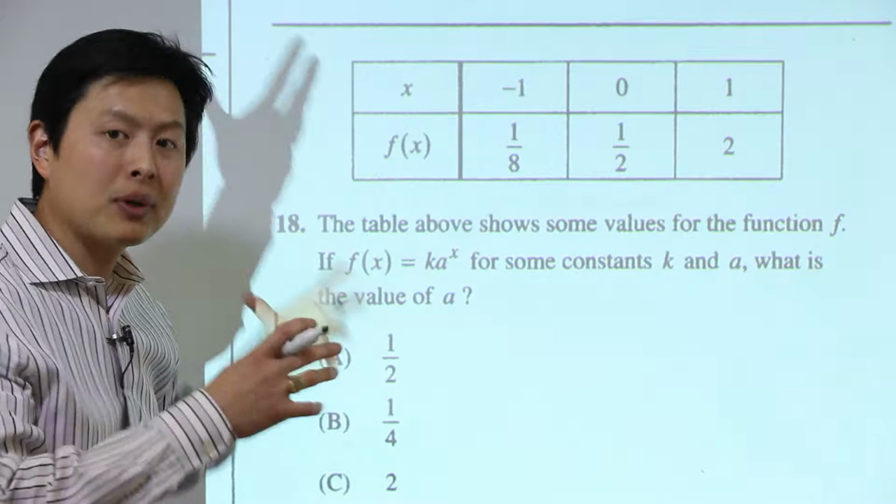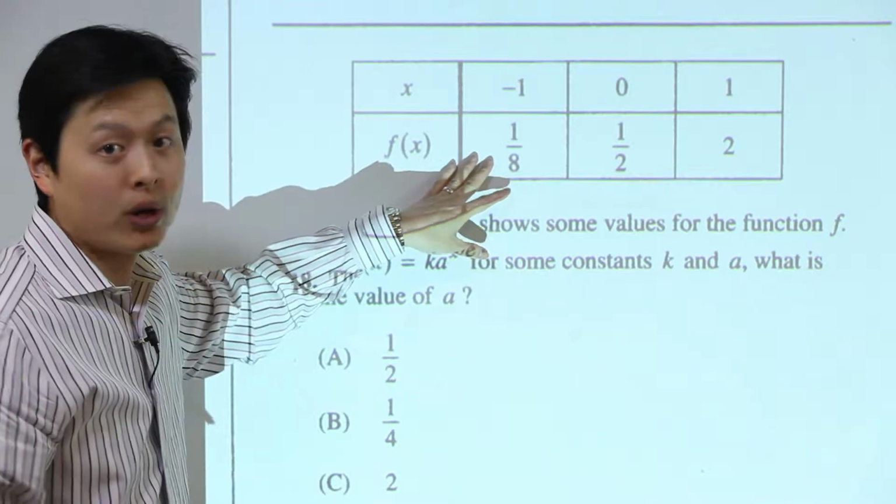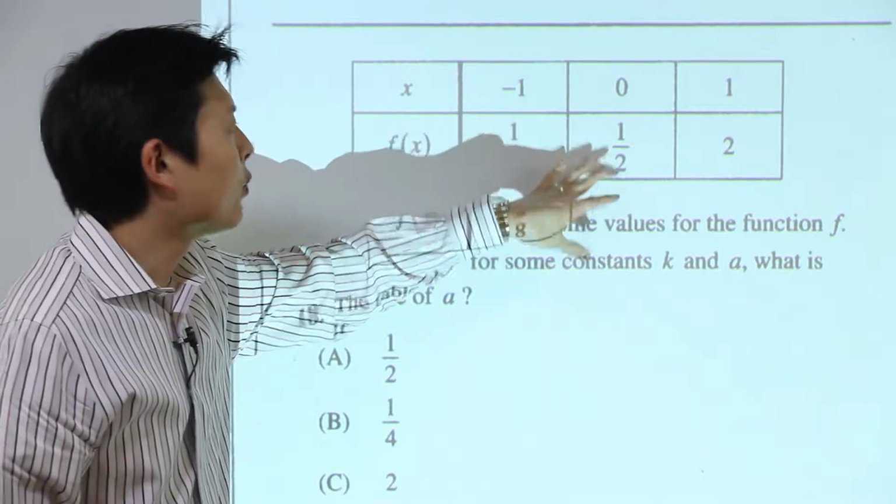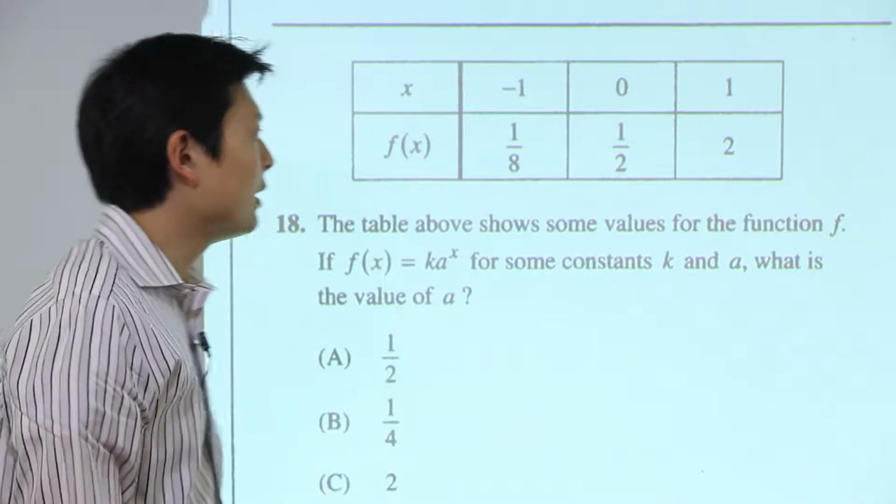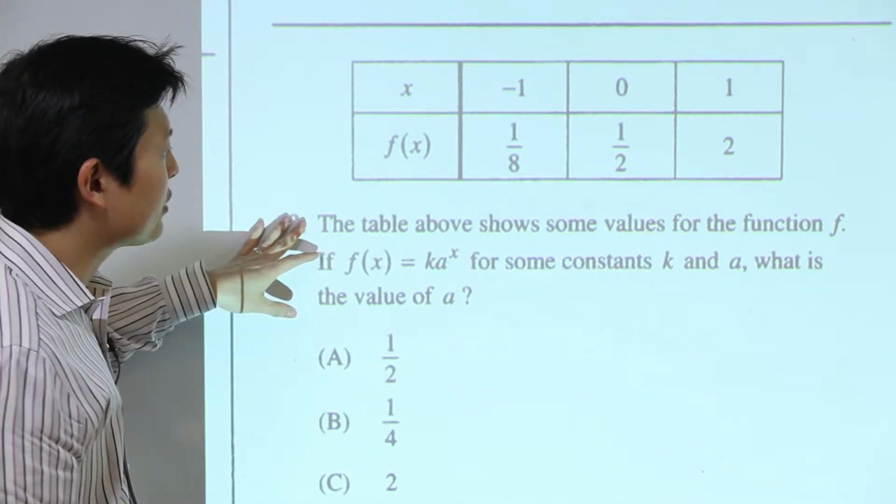Okay, so these are my x values and these are my y values, which means that when x is -1, in this particular function, your y is 1 over 8. When x is 0, your y is a half, and when x is 1, your y is 2. The table above shows some values for the function f.